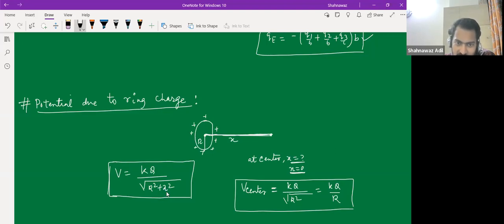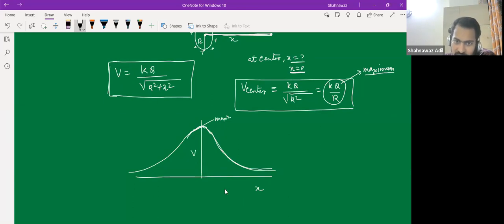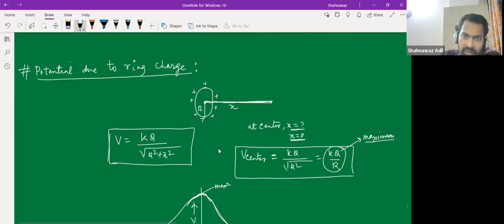If we have some value of x, then the denominator would be larger, so potential will decrease. So this is the maximum potential that we have. Maximum potential is at center, because after that, x will increase the denominator, and if the denominator is increased, the value will decrease. So the variation of potential with x: at zero it is maximum, and then it decreases. This is the variation of potential. If you guys have any doubt, you can ask me. Otherwise, please note it down.